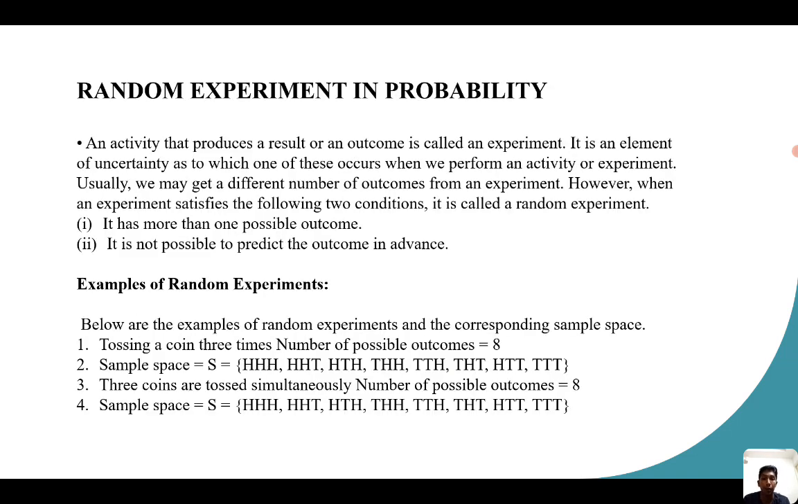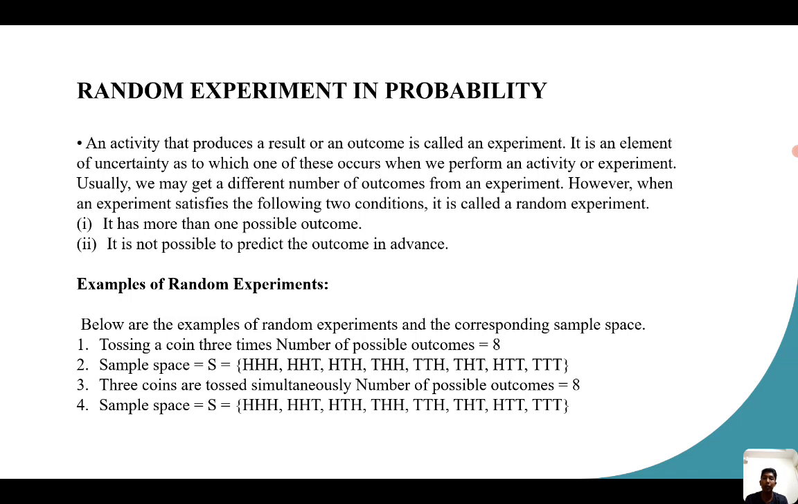Random experiment in probability. An activity that produces a result or an outcome is called an experiment. It is an element of uncertainty as to which one of these occurs when we perform an activity or experiment. Usually, we may get a different number of outcomes from an experiment. However, when an experiment satisfies the following two conditions, it is called a random experiment. Condition 1, it has more than one possible outcome, and condition 2, it is not possible to predict the outcome in advance.